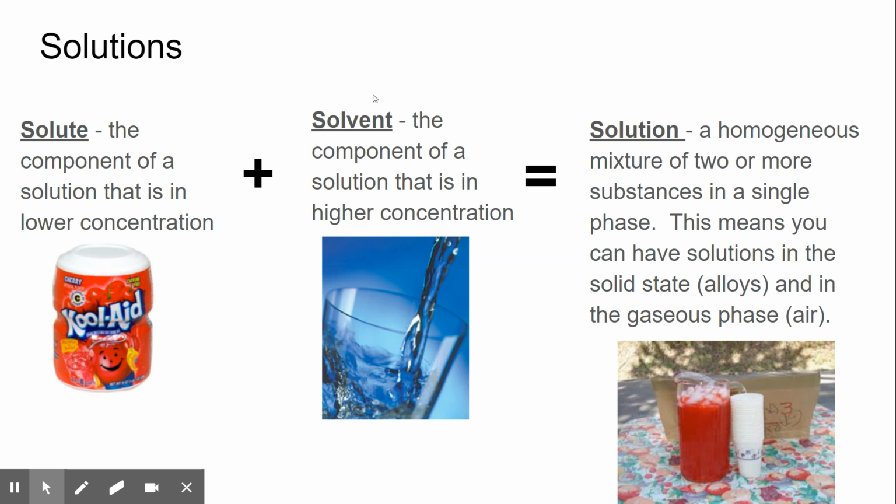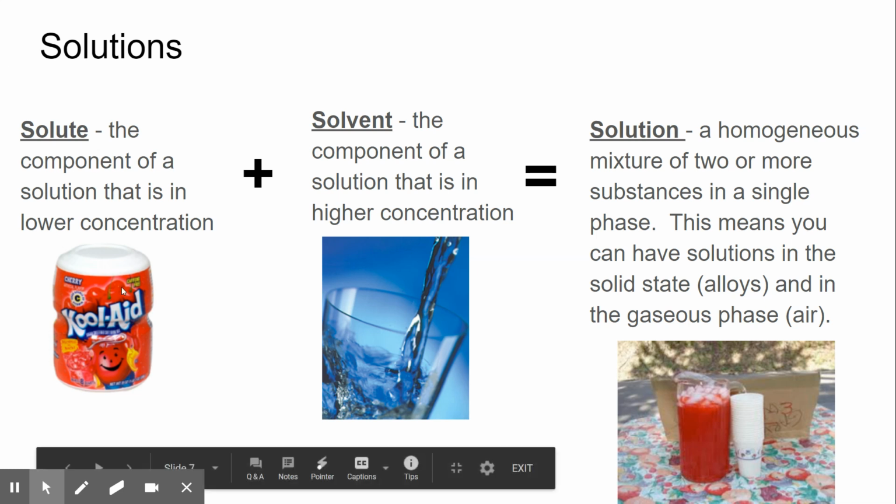The solvent is the component that has the highest concentration. Usually there's only one solvent. That's the one with the highest concentration. And then the solute is the component with the lower concentration. There can be more than one solute, there can be multiple solutes.